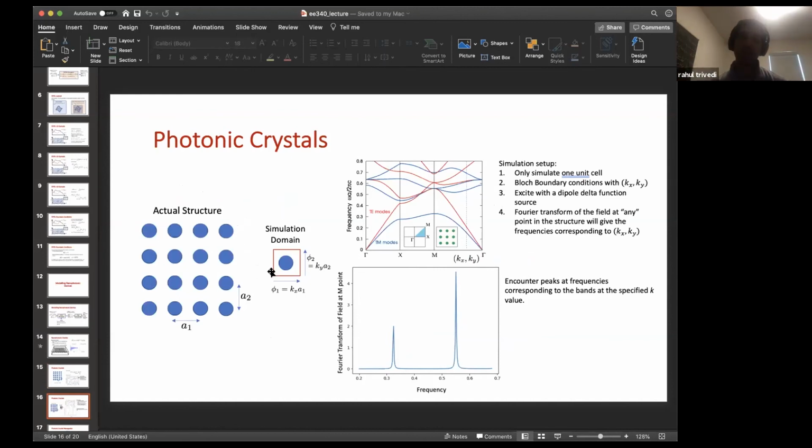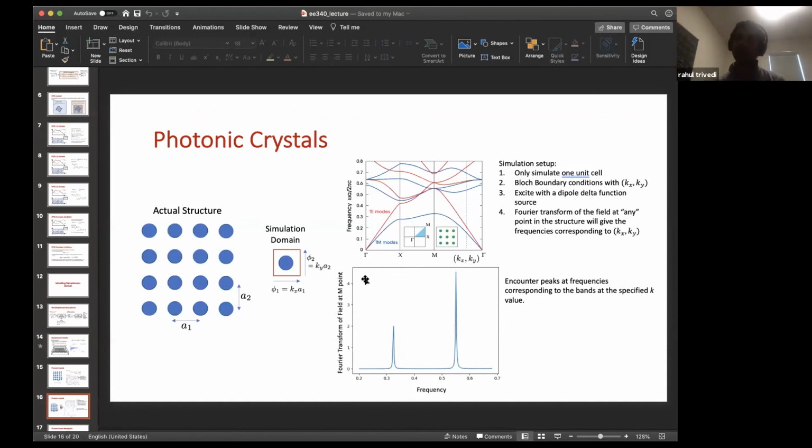So in a 2D example, you can put a simulation boundary here, and I impose Bloch boundary conditions. So the field here is exponential i phi 1, given by kx of your Bloch vector. The field here is exponential i phi 2, given by ky of the Bloch vector, relative to the field at the beginning of the period. And you put a dipole, you simulate the entire spectra. And when you do a Fourier transform of the electric field, what you're going to see are these very sharp peaks at the resonant frequencies corresponding to your Bloch mode. And this is going to tell you where your omegas are.